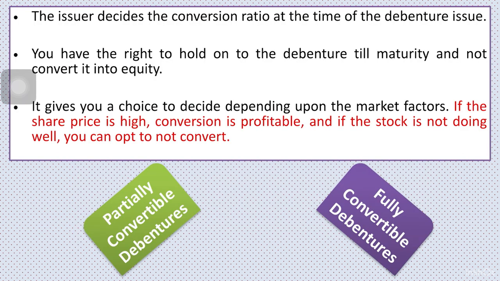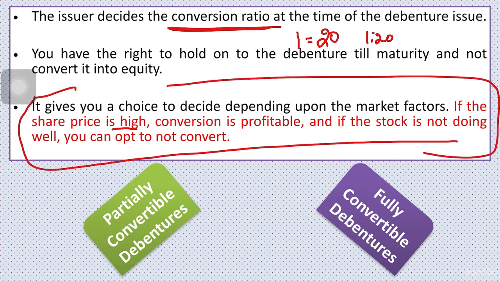Then there is an option given to the owners, and there's no obligation to convert it into equity. The issuer decides the conversion ratio. We'll understand what the conversion ratio is. Over here, just understand one thing. Supposedly, if you hold one debenture, for one debenture, how many shares will you be issued? Say if you have one debenture and the company issues you 20 equity shares, what will be the conversion ratio? 1:20. We'll understand this in detail as well. Then, if the market price of the share is high, only then will the person convert it into equity shares, otherwise not. Again, this concept will be explained with the help of an example, right?